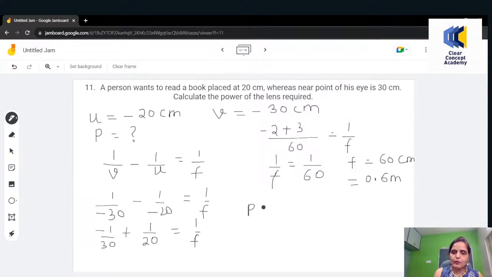So power P is equal to 1 by F, which is 1 upon 0.6. Shift the decimal point, 10 upon 6. That is nothing but 5 by 3, which will be plus 1.67 diopter. So the power of this lens is plus 1.67 diopters. Since the defect is hypermetropia, the lens used is a convex lens, focal length is positive, and power of the lens is positive.